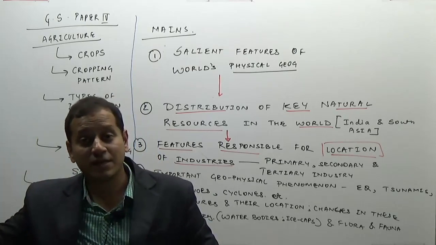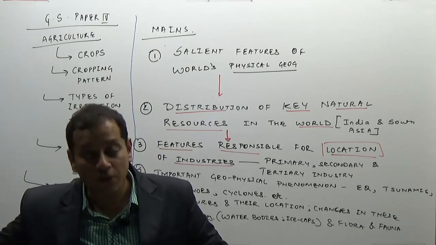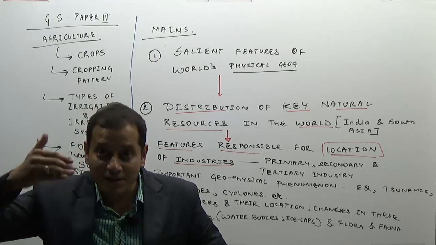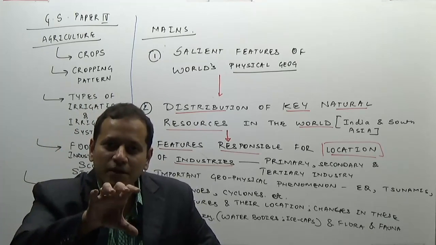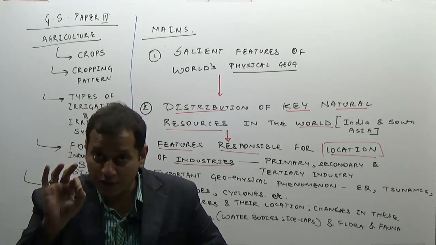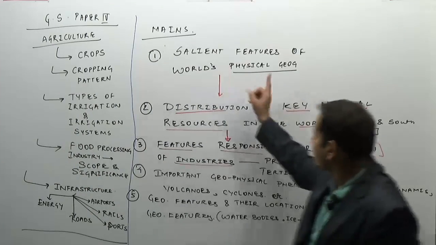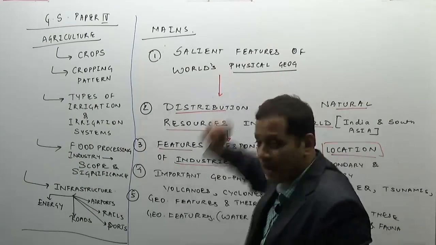Why is canal irrigation absent in the plateau region or in the lower part, the southern peninsula of India? Why is tank irrigation important in some parts of India? It is a geographical feature, again related to physical geography, related to the climate.